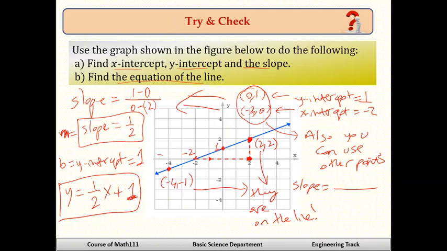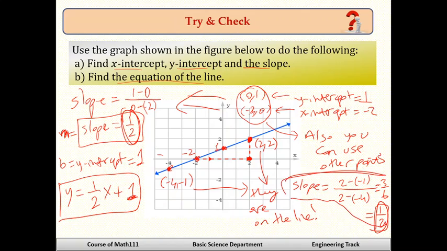Let's start with the y components, right? 2 minus -1 divided by 2 minus -4. So it will be 3/6, which is 1/2. You see, they're the same. So you can use these 2 points or these 2 points. Any 2 points on the line will give you the slope correctly.